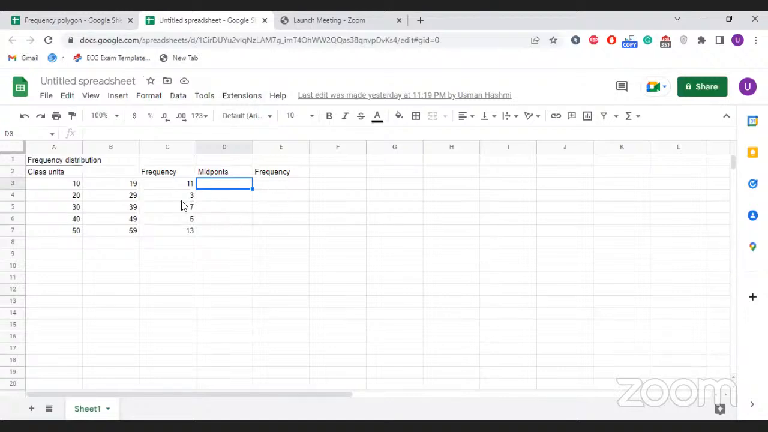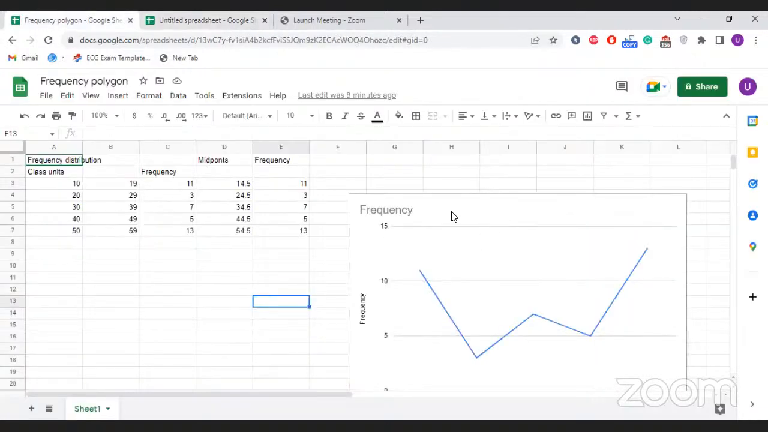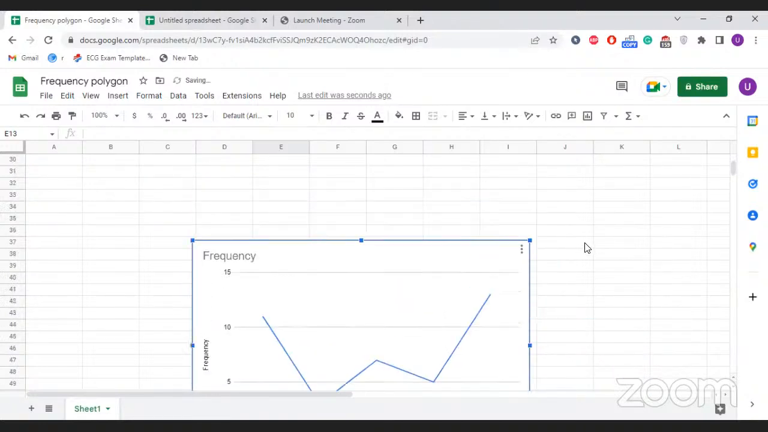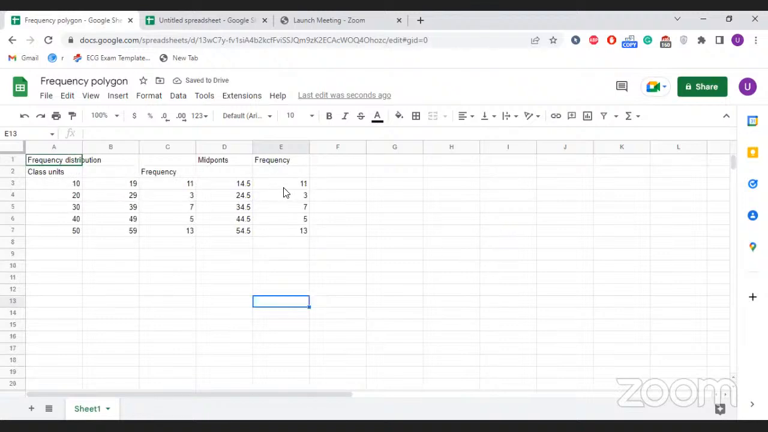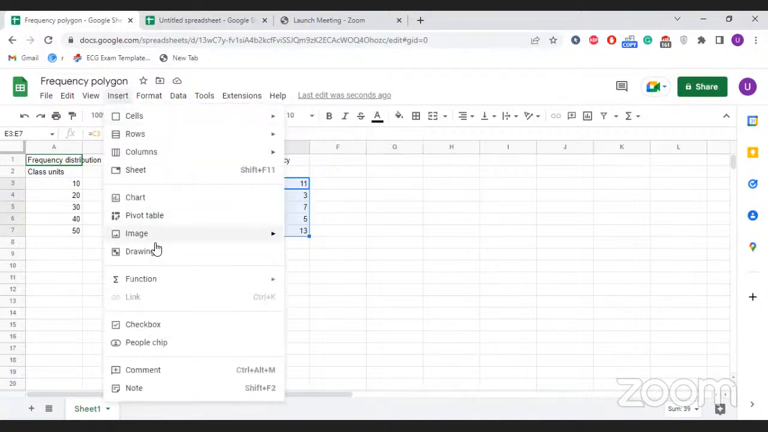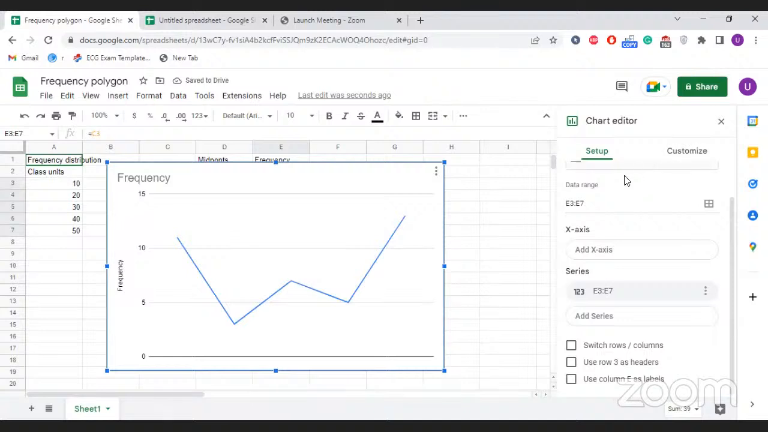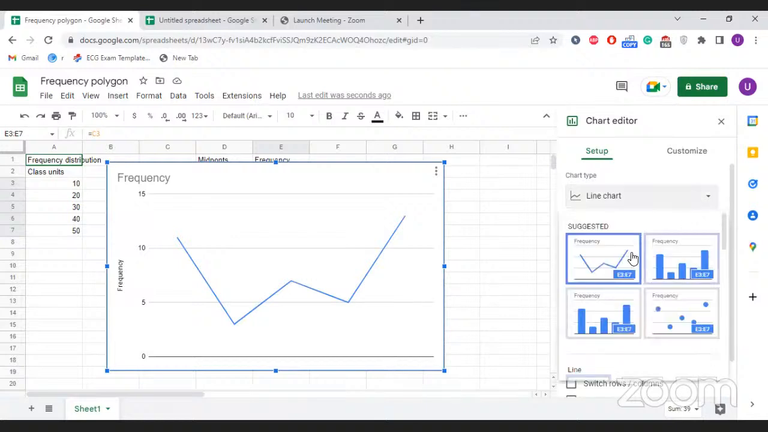And then, if we want to draw the frequency polygon, I have basically drawn it earlier, but we can draw another graph. All we have to do, as my worthy colleagues mentioned, is highlight this frequency, click on the insert option, and select chart. Because I mentioned earlier that it is a line graph, we are going to select a line graph.